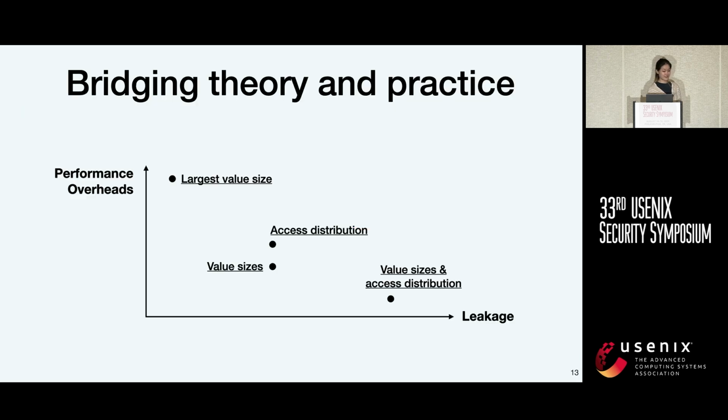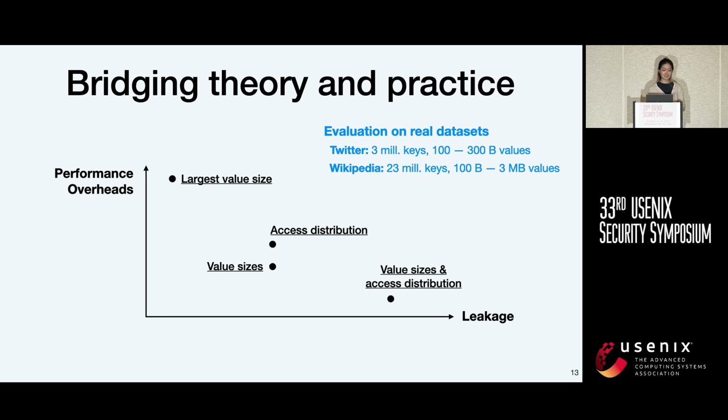Now, for a quick note on evaluation, we used 2 real data sets containing tweets from 2010 and Wikipedia page contents. But this talk only shows numbers from the Twitter data set. As I've mentioned, leaking just the largest value size incurs high performance overheads of 30 times bandwidth, which motivates us to leak more information for practicality. In fact, we see that overheads decrease to 3 times bandwidth given the same amount of storage with our most permissive leakage profile. Many more details can be found in our paper, so please read on if you're interested.